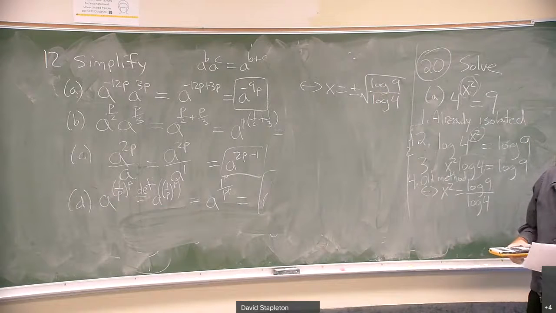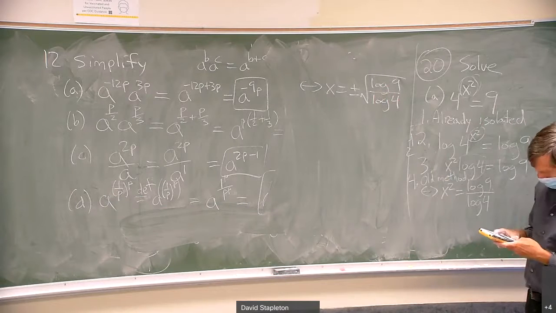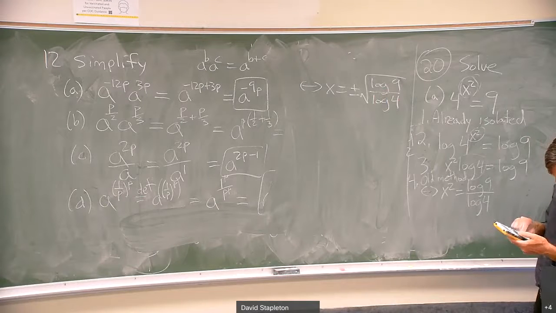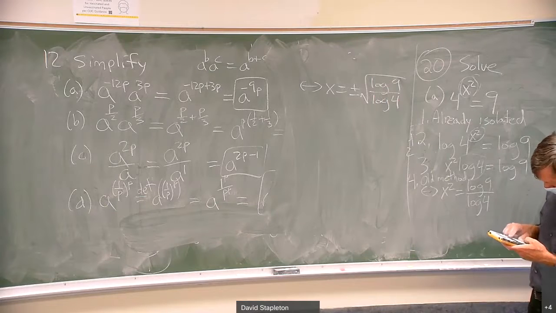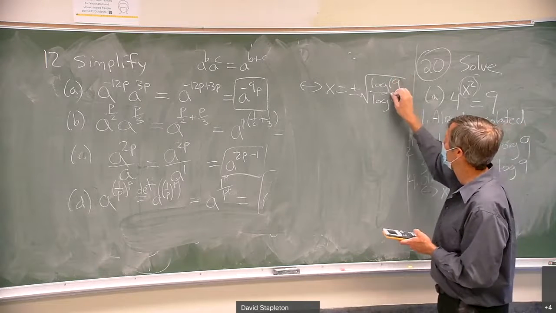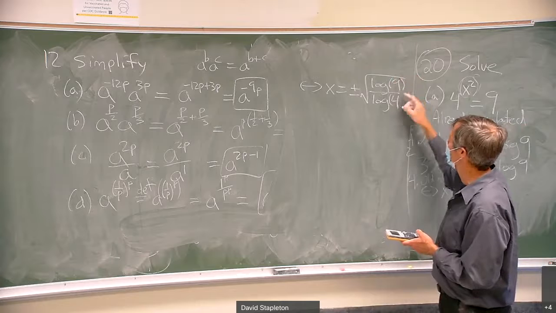Said round to 4 decimal places, right? So, square root, log 9 close parentheses, divided by log 4 close parentheses. Make sure you close the parentheses on the logarithm. The calculator put in a parenthesis like that. You have to close this one, or guess what will happen?